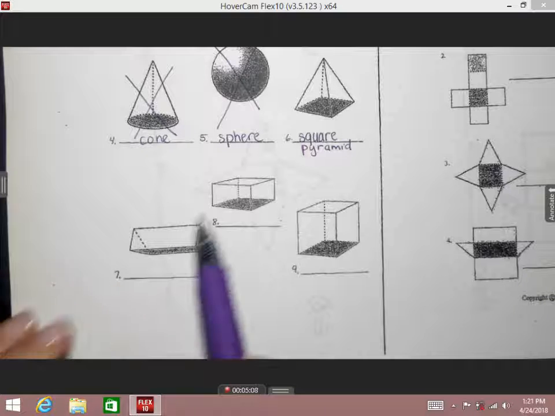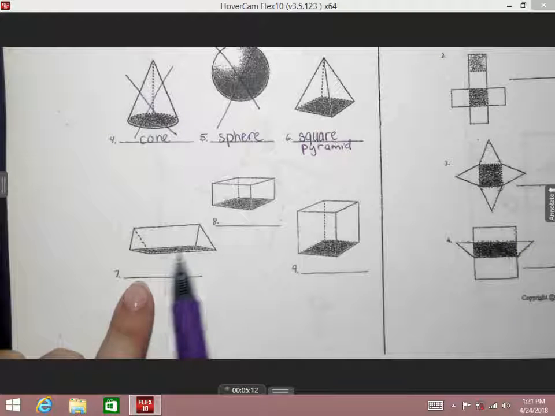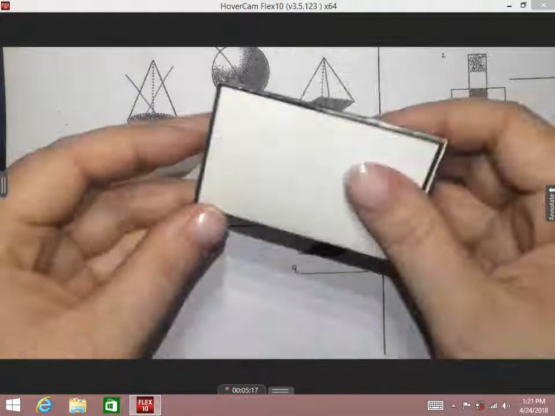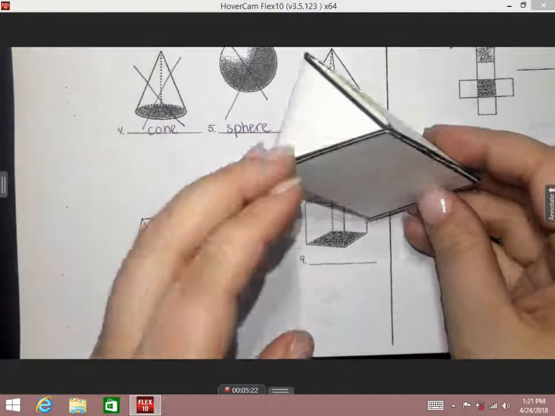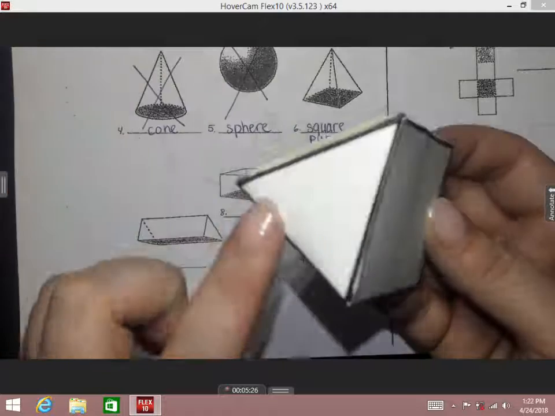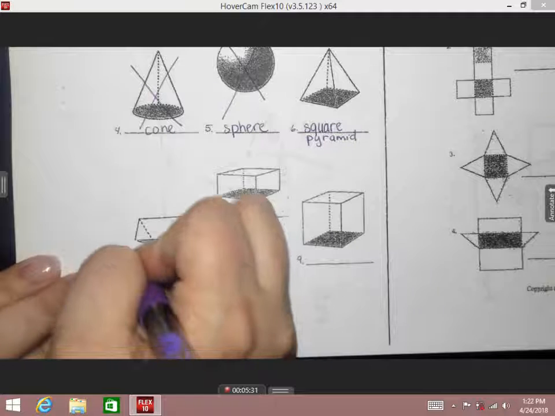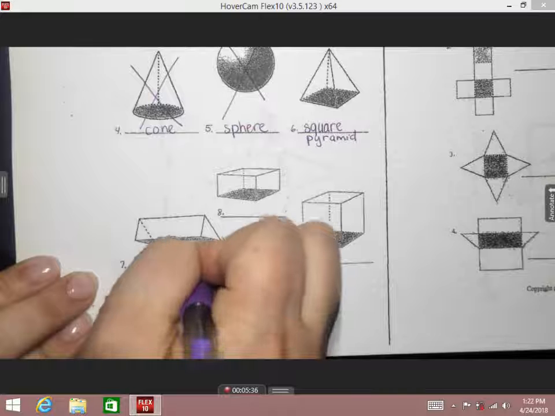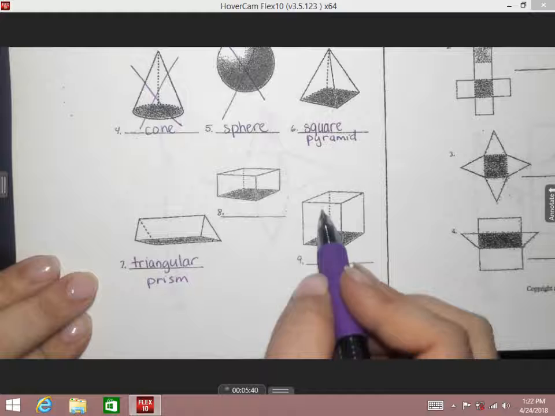All right. Now, we can't just look at the bottom. I know the bottom of this is a rectangle. But remember, I can set this shape on the bottom. The bottom of this is a rectangle. But what is it still in the shape of? A triangle. So this is a prism. But what type of prism is it? Triangular. A triangular. And that's the same thing here. This is going to be a triangular prism.